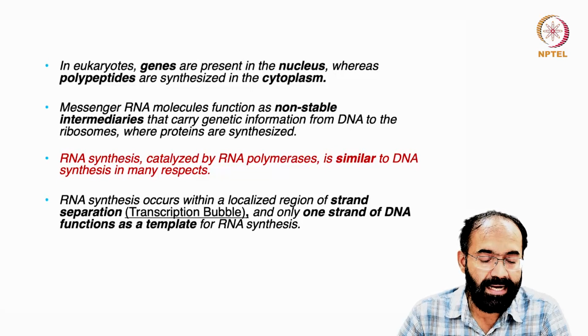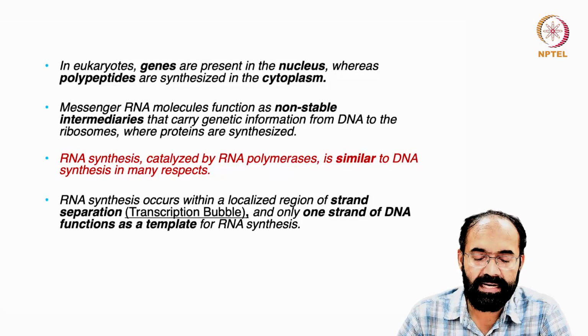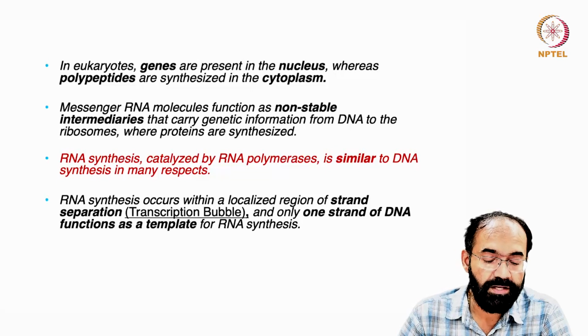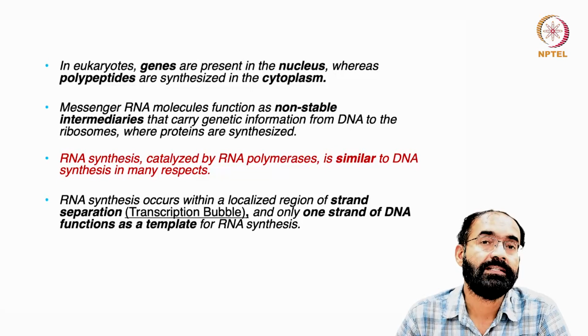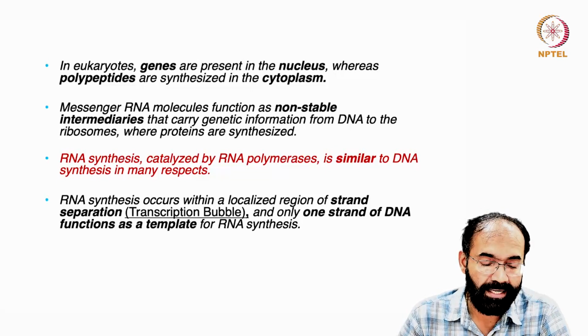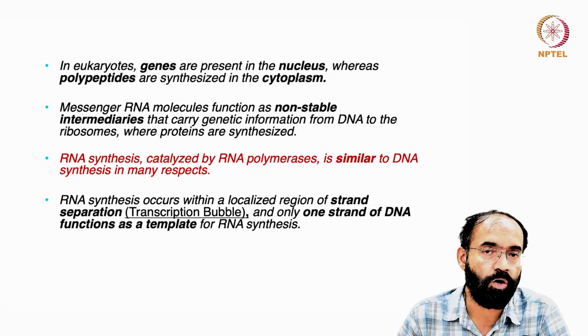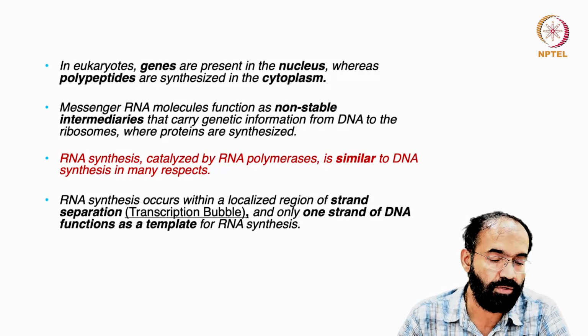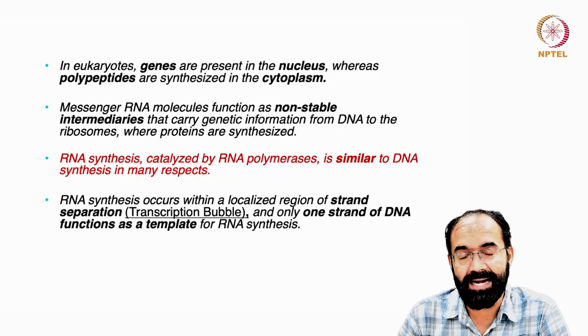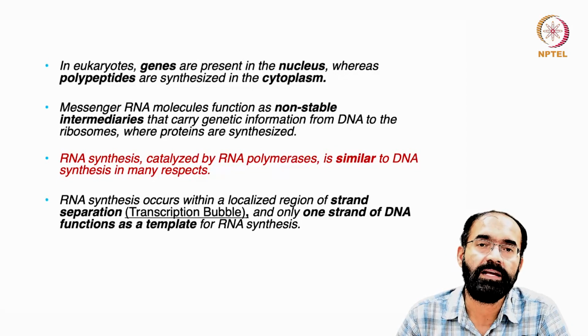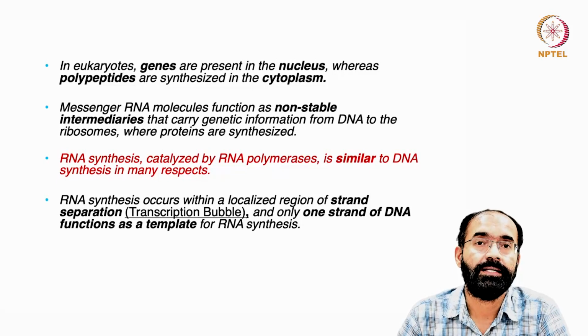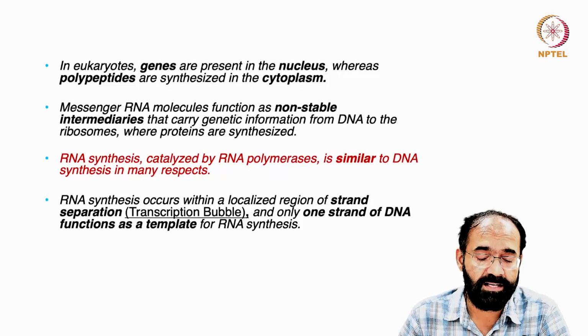RNA synthesis, catalyzed by RNA polymerase, is very similar to DNA synthesis in many respects. The only difference is that uracil comes in, and instead of deoxyribose sugar, ribose sugar containing NTPs come in. And RNA synthesis occurs within a localized region of strand separation. That means the DNA double strand has to open up, but only in a place where it is actually required, and this is called the transcription bubble. It literally looks like a bubble when you have the RNA polymerase coming into the picture.